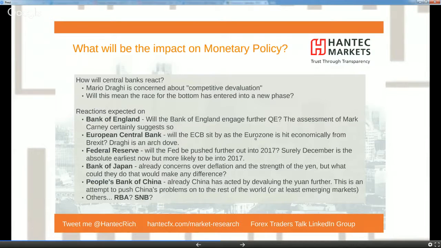Would that mean further quantitative easing? Well, I was reading today that you could possibly see a 0.25% cut to interest rates, or further quantitative easing of 100 billion sterling. That is possible, and certainly we'll see how that pans out. But as I said, August is the next time that we could see some monetary easing from the Bank of England, probably because July is too soon.